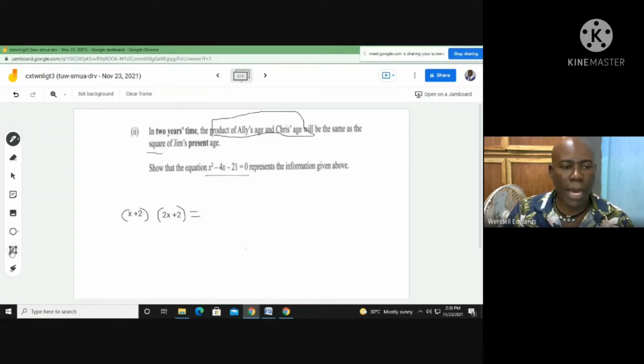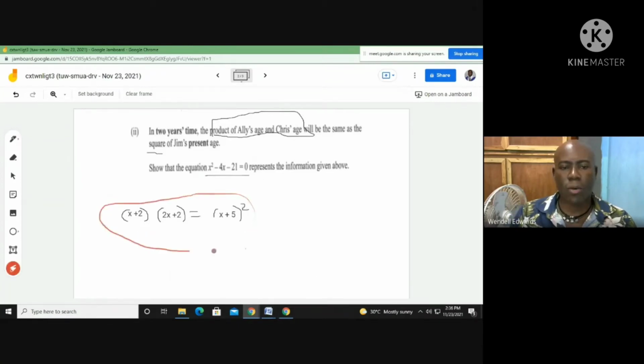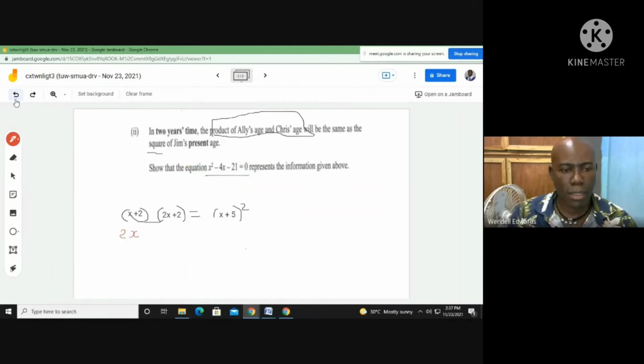Remember, I know that Jim at this moment is x plus 5, right? And what we want to do is square his age. It's x plus 5 squared. It's this equation that we have. When we simplify it, we should get this.